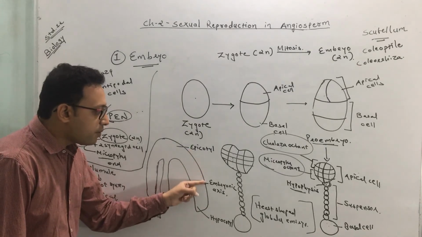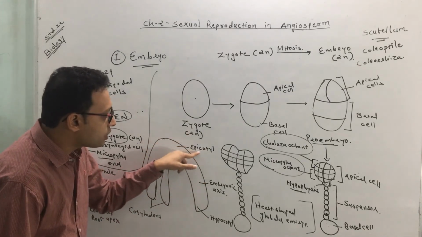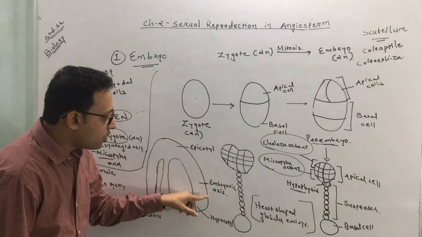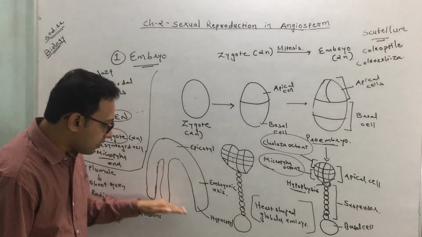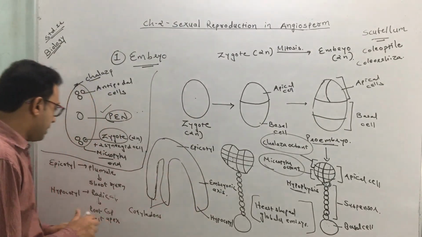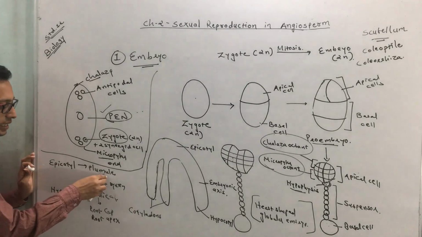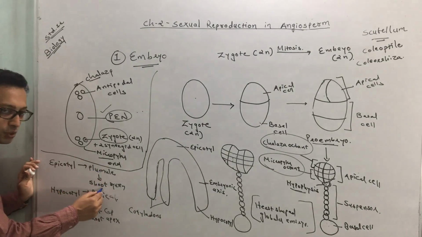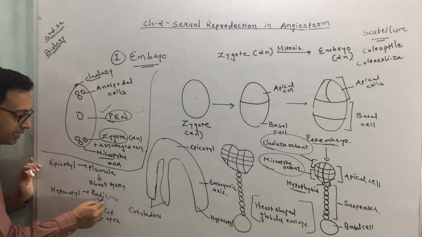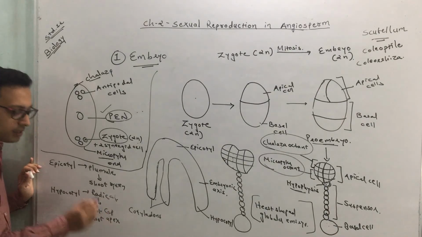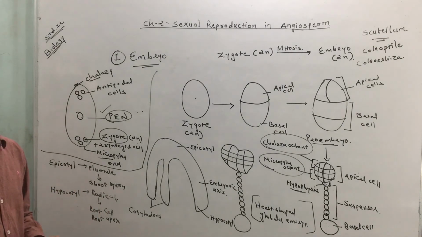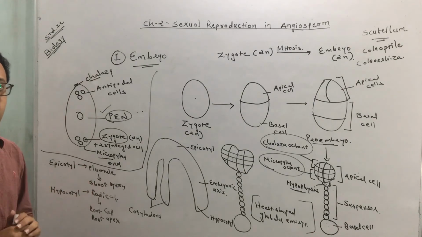The portion of the embryonic axis above the cotyledon is called the epicotyl. The portion of the embryonic axis below the cotyledon is called the hypocotyl. The epicotyl contains a plumule, and that develops into the shoot system. The hypocotyl develops into a radicle, and that forms a root cap and a root apex. This is about a dicot cell.